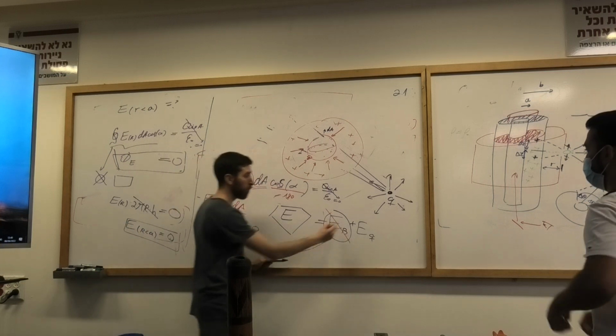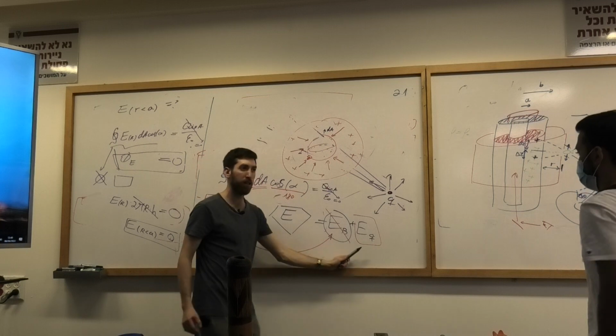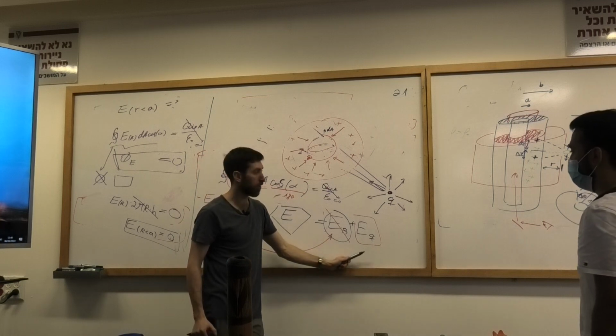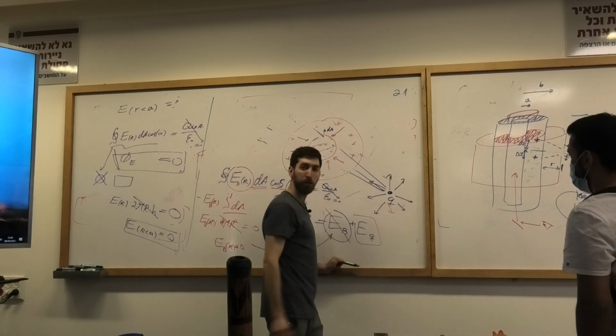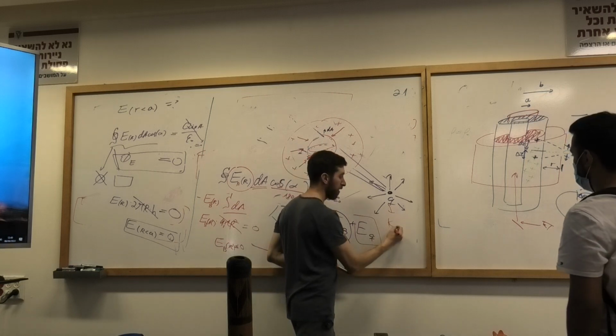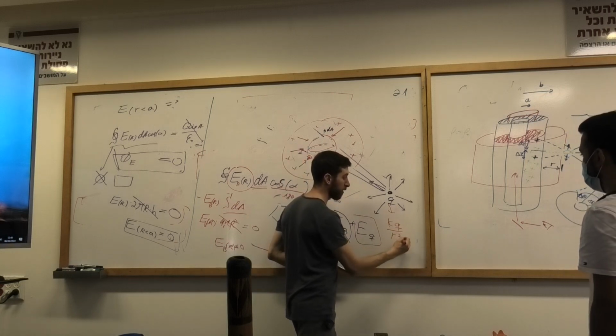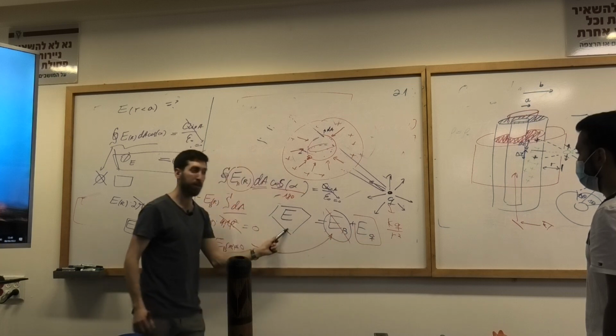What are we left with? If you understand what the electric field of a point charge is, which we know thanks to Coulomb's law, it's kQ divided by R squared. So this is the answer, okay?